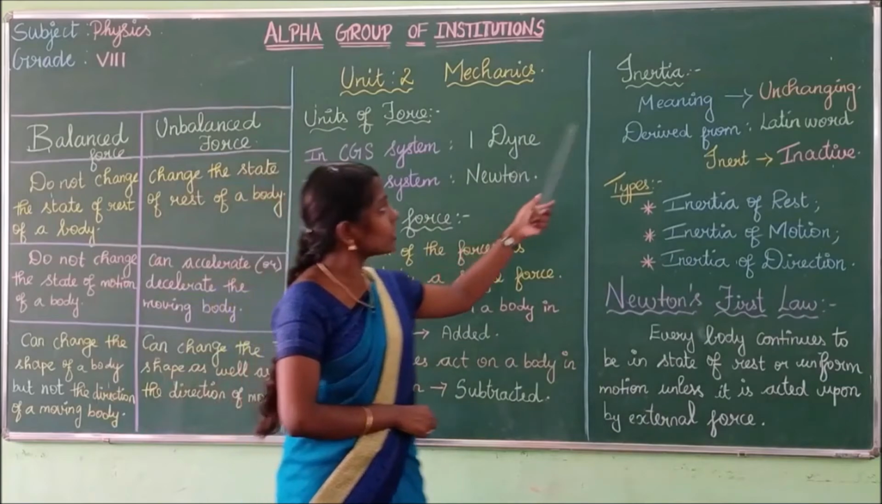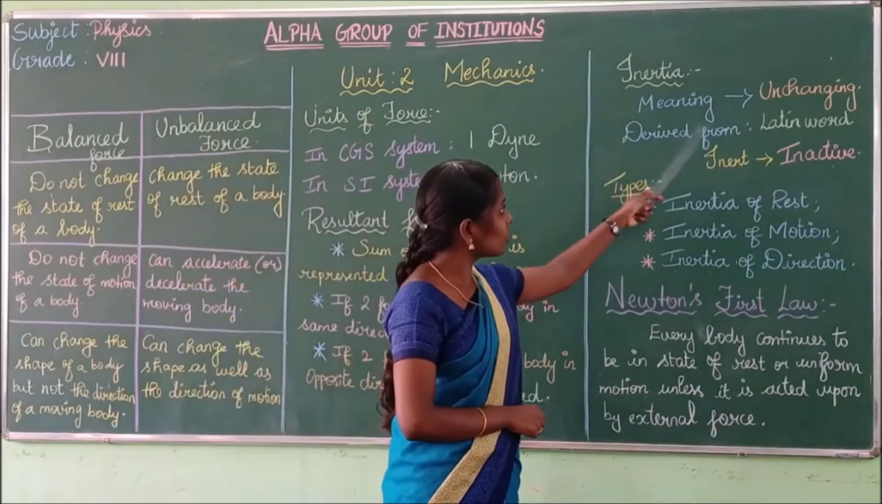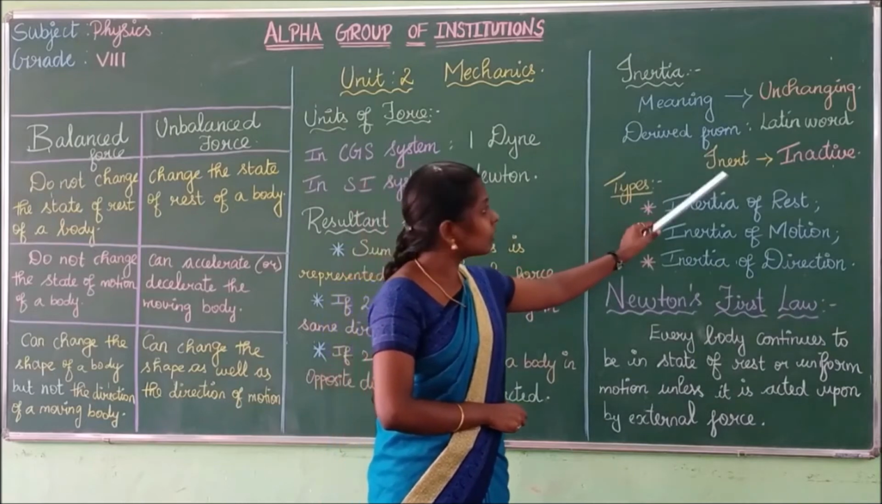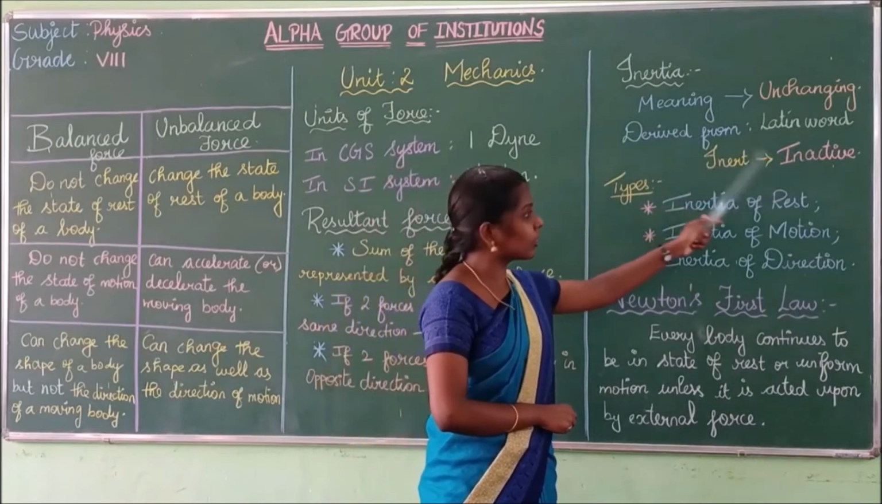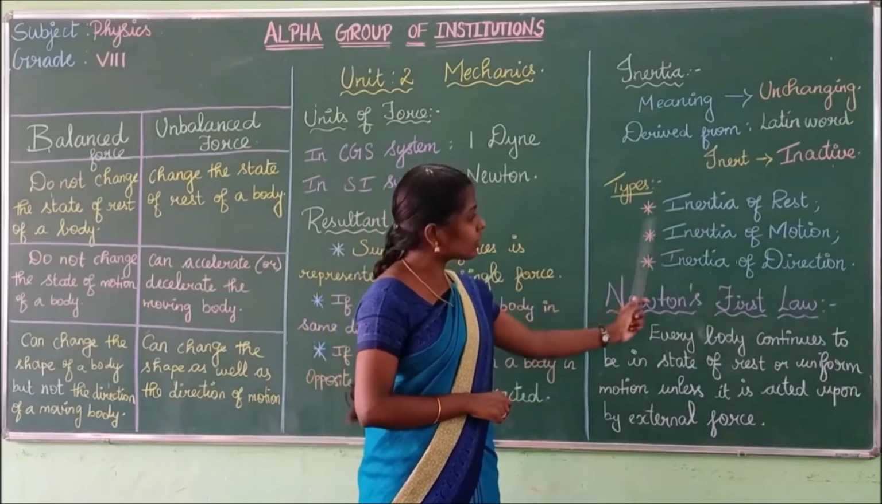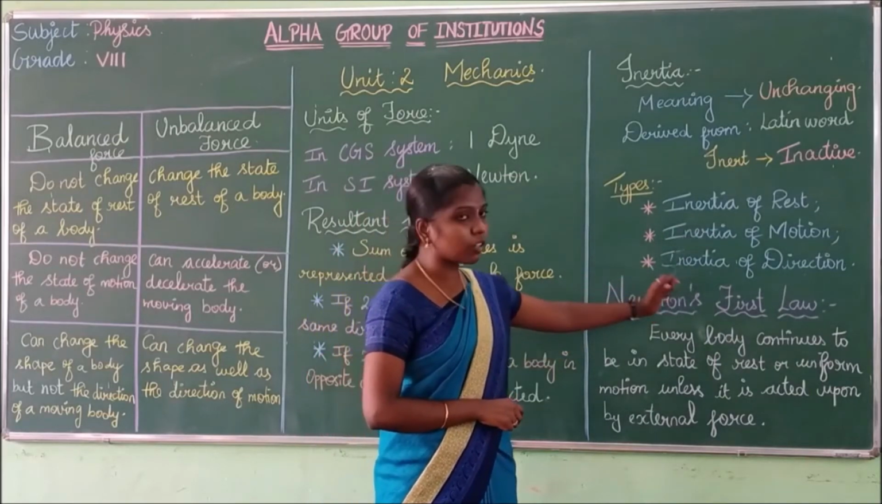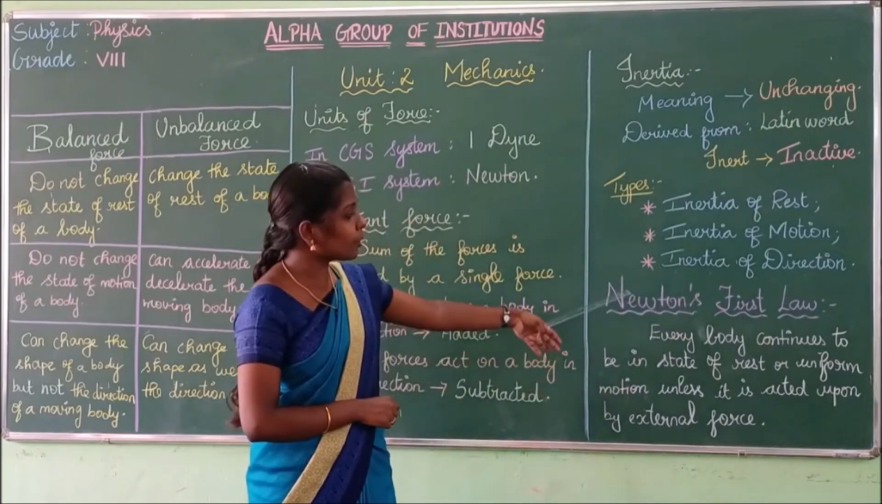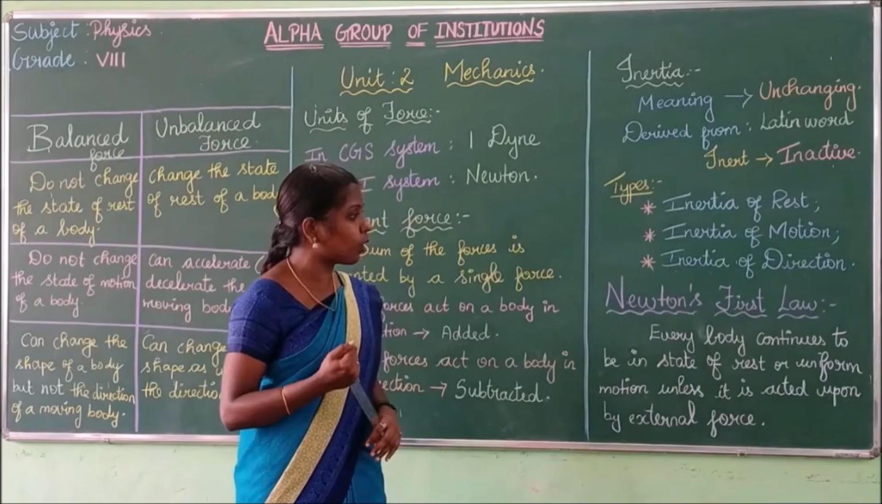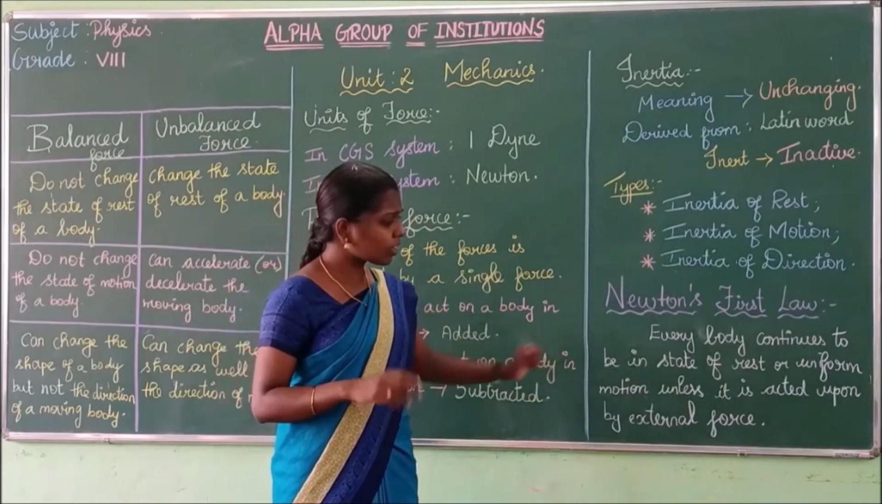Next, we have seen what is inertia. Meaning of inertia is unchanging. Inertia is derived from the Latin word inert. Inert is inactive. Inertia is of three types, namely inertia of rest, inertia of motion, inertia of direction. Then we have seen Newton's first law of motion. Newton's first law of motion is also called the law of inertia.